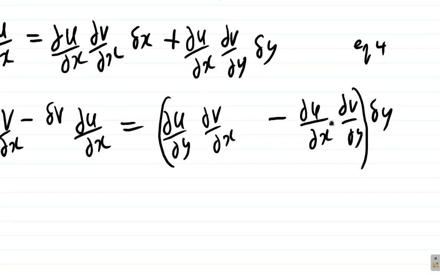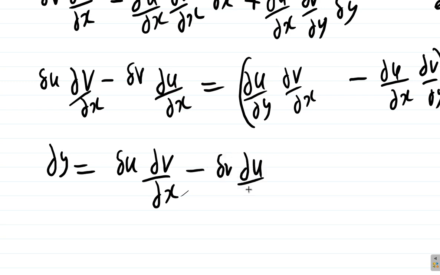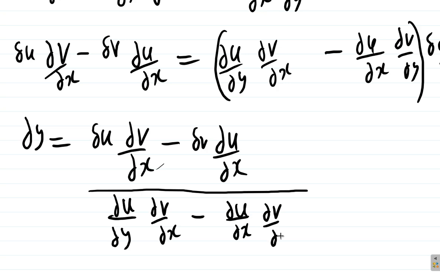Now, let's divide both sides by all of this here. If we divide both sides by it, what we're going to have is that the change in y is equal to change in u, delta v by delta x, minus change in v, delta u by delta x, all over delta u by delta y, delta v by delta x, minus delta u by delta x, delta v by delta y. Alright, so that's what we have. So delta y is that.